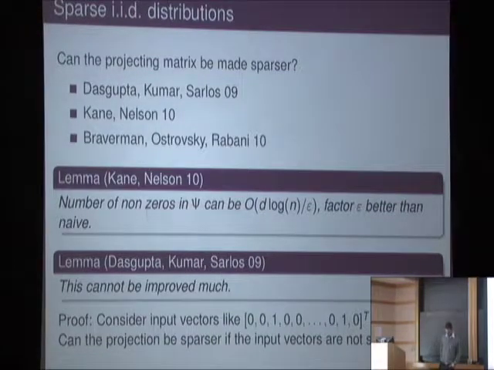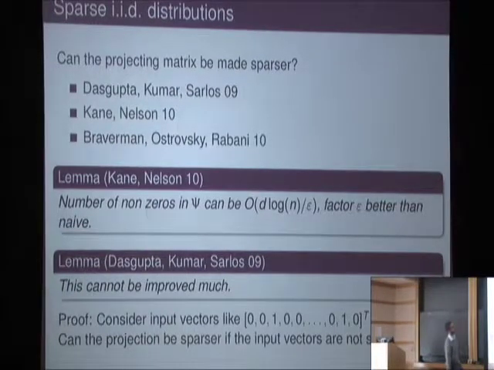So the first question that you might want to ask is, can I make this matrix sparser? Can I have a distribution over sparse matrices that have the same properties, and then I will save both on space and on application time.